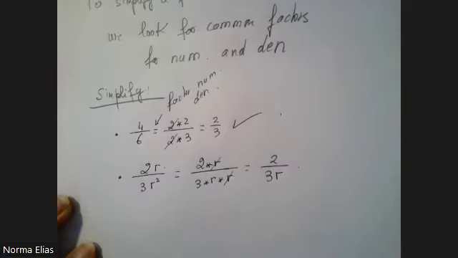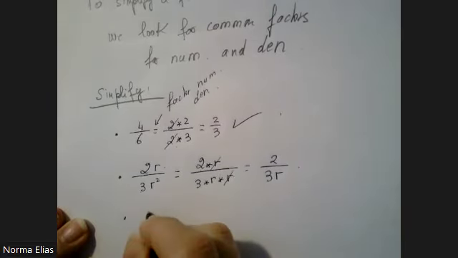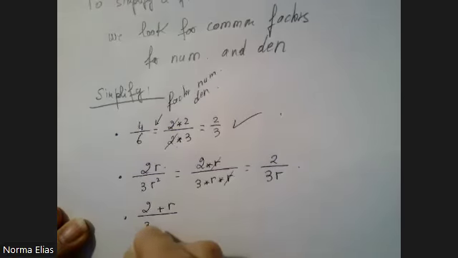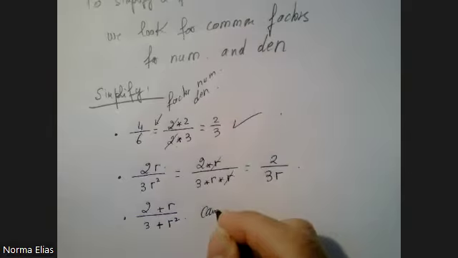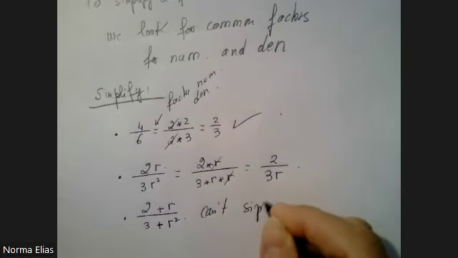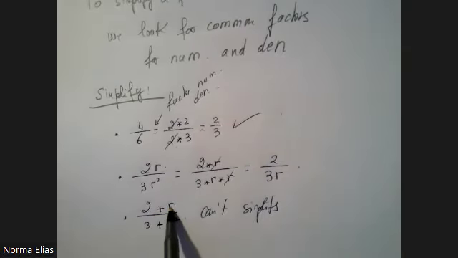All right, question number 3. Suppose I give you the expression 2 plus r divided by 3 plus r squared. Can I simplify this expression? Yes or no? No, absolutely not. Can't simplify. I cannot factor the numerator, pure and simple. There is nothing in common. R and R cannot be simplified because I have a plus in between.